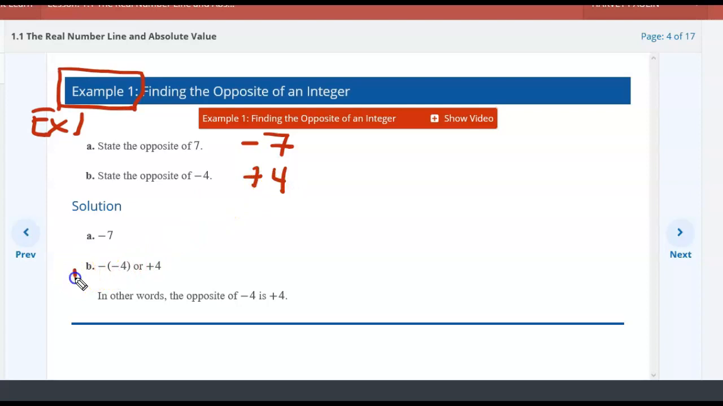Now, notice that they're giving you another way to show that. If you were to convert this statement to writing, the opposite we can think of sometimes as the negative sign. The opposite of a negative 4, that is, the opposite of a negative is going to be a positive. And generally, we don't write the positive in front of a number if it is positive. All right, let's go on.